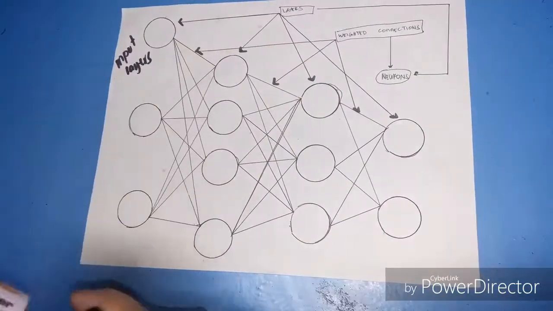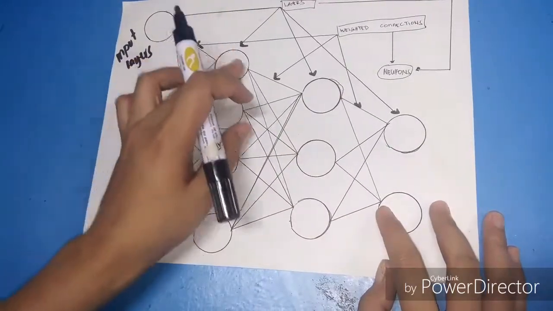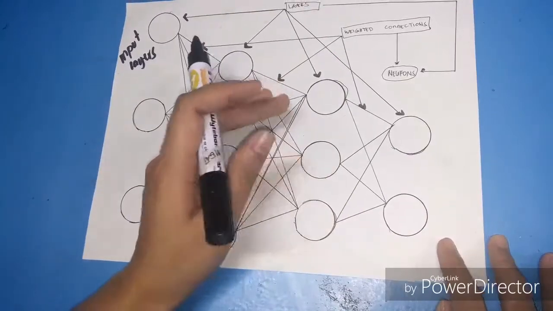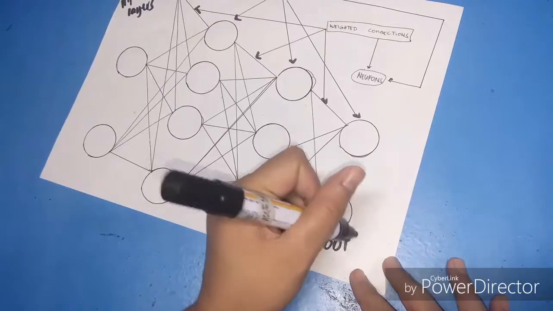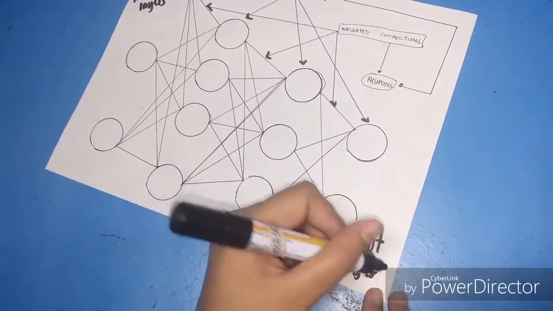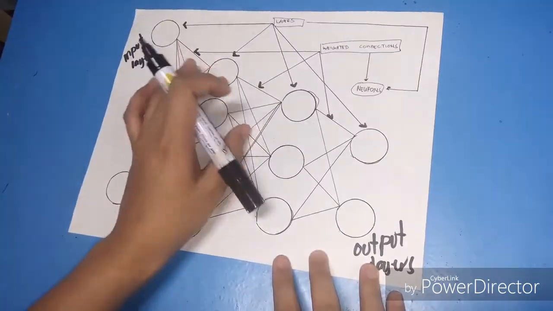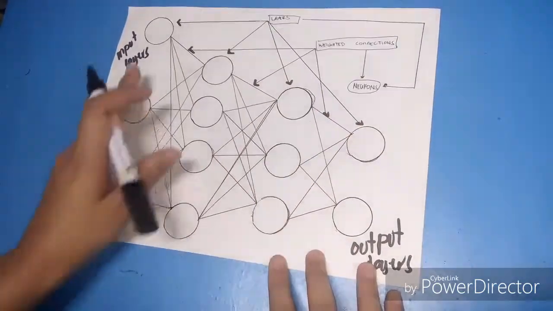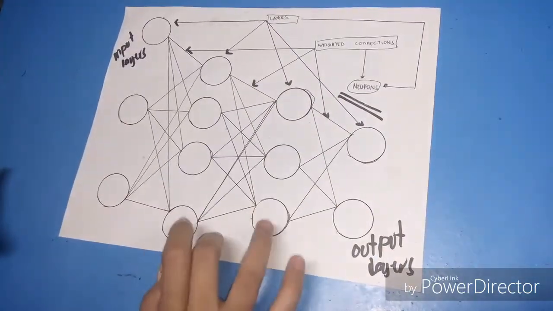In the next column, the hidden layers are connected to each other's nodes. So these are the hidden layers. The last column of layers is called the output layer. The connecting lines represent weighted connections. All of these in the diagram are called neurons. So this is how neural networks work.